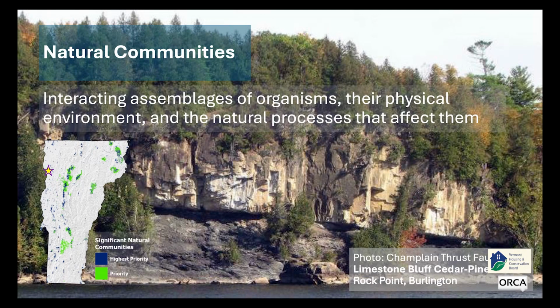Natural communities. This is what I work on specifically. We have 97 different natural communities that we recognize in Vermont. They're patterns we see across the landscape over and over again. Things like hemlock forest or cattail marsh or this limestone bluff cedar pine forest. Each one of those 97 natural communities that we see again and again has predictable patterns of its physical setting, its natural process, and then the species that are there.